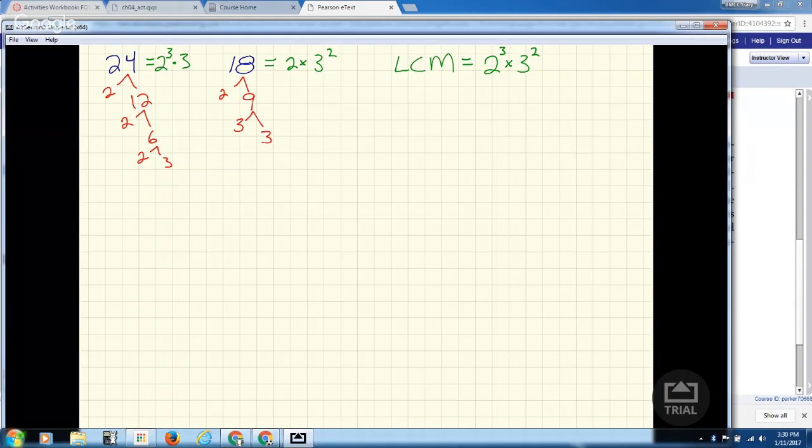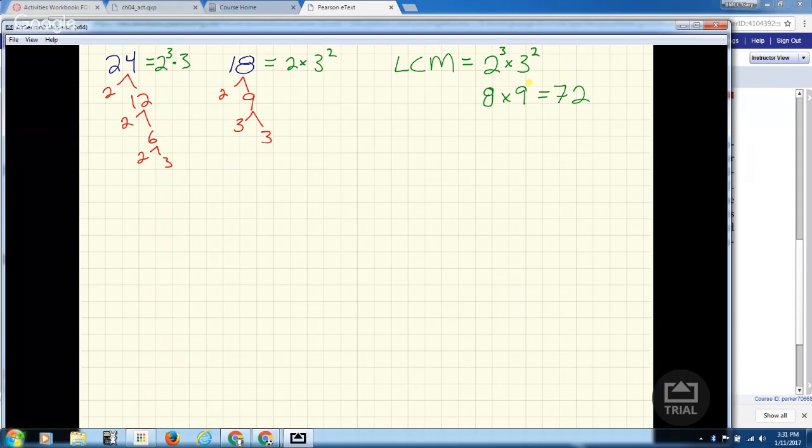And so then I wonder, can I remove a 2? And the answer is no, 24 would be unhappy. Could I remove a 3 from the LCM? And the answer is no, because then 18 would be unhappy. So I think I have the smallest group of prime factors that both 24 and 18 will be satisfied with. And let's see, what does that come out to? If I multiply all of that out, I get 8 times 9, the LCM is 72.